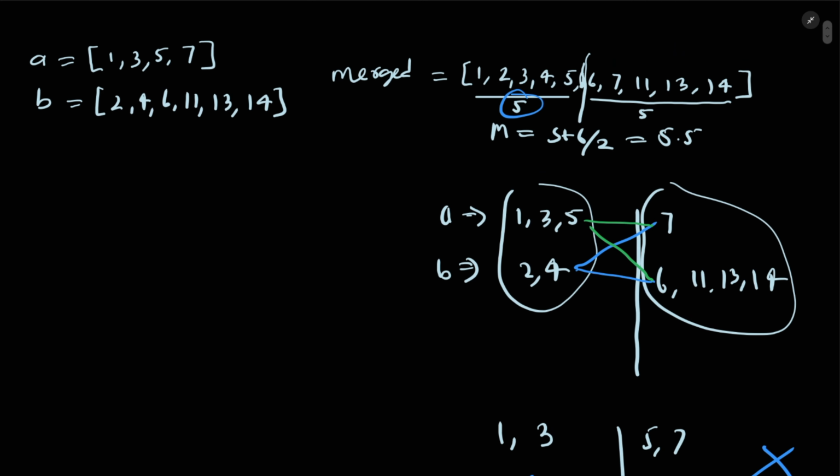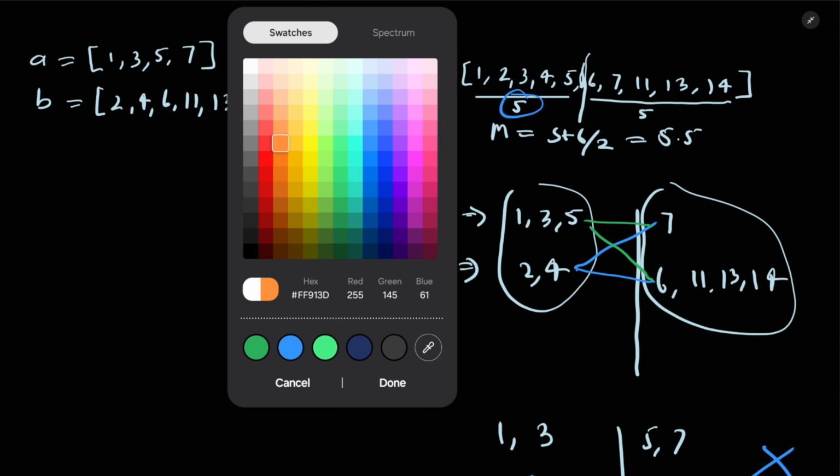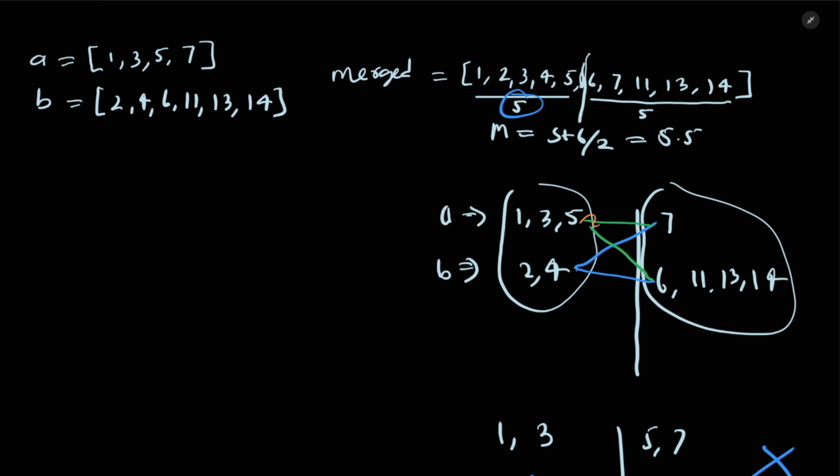And if you see here, let me take another color. So this 5, 4, 7 and 6, these are the elements that we need to check to see if this is a valid combination or an invalid combination of array A and array B. So let's call this L1, and this is L2, this is R2, and this is R1.